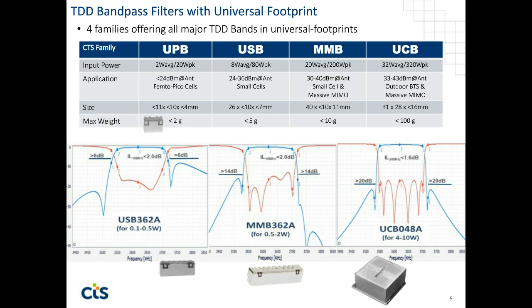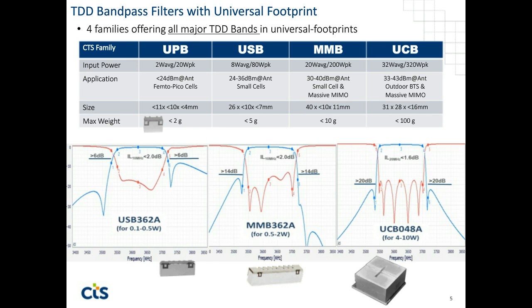Similarly, between the USB and the MMB, we have in-between applications, and larger than the MMB, but smaller than the UCB and less costly than the UCB. We also have options in there. So that kind of gives you the overall summary of the performance that you can get out of TDD bandpass filters from CTS.